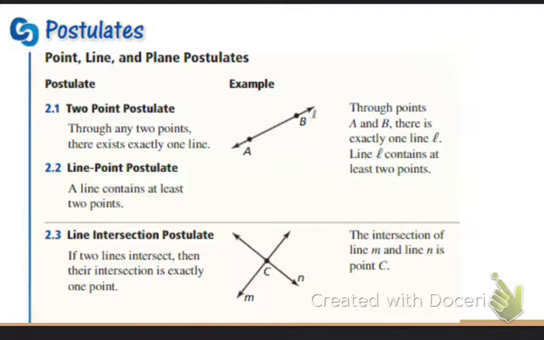All right. 2.3, line intersection postulate. If 2 lines intersect, then their intersection is exactly 1 point. Does that make sense? You already know that? Yeah? So, can you describe what's happening in that example, even though it's right next to it, so don't read it? Lines M and N are intersecting and making point C. Line M and line N right there intersect at point C. So that's their intersection point. Good job.